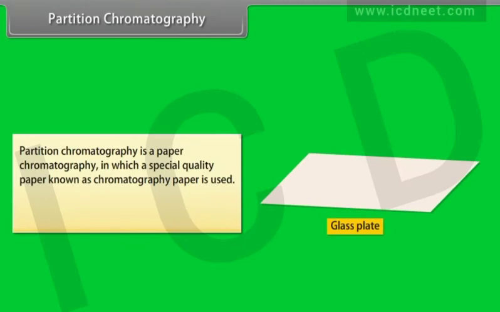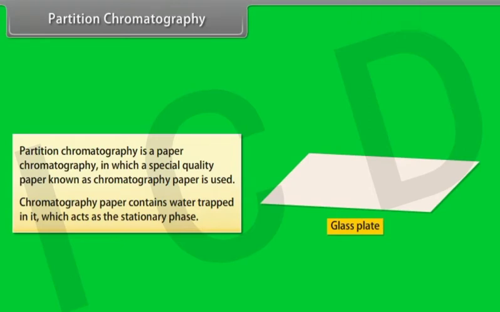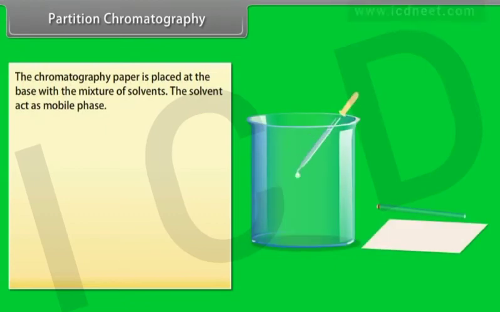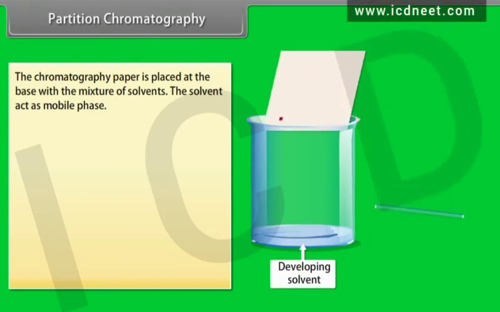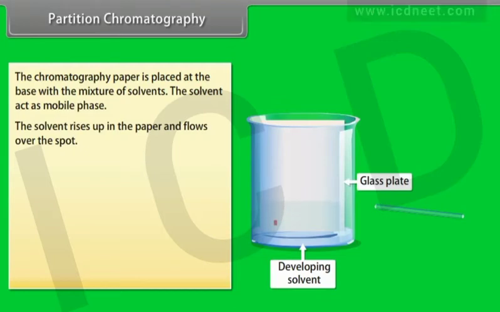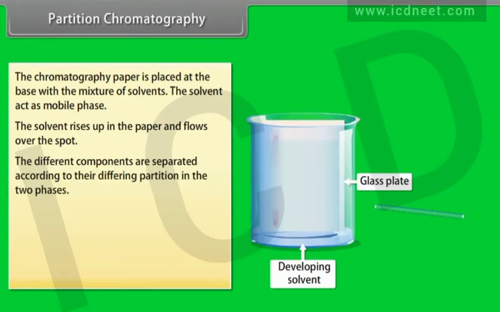Partition chromatography. Partition chromatography is a paper chromatography in which a special quality paper known as chromatography paper is used. Chromatography paper contains water trapped in it, which acts as the stationary phase. The chromatography paper is placed at the base with the mixture of solvents. The solvent acts as the mobile phase. The solvent rises up in the paper and flows over the spot. The different components are separated according to their differing partition in the two phases.